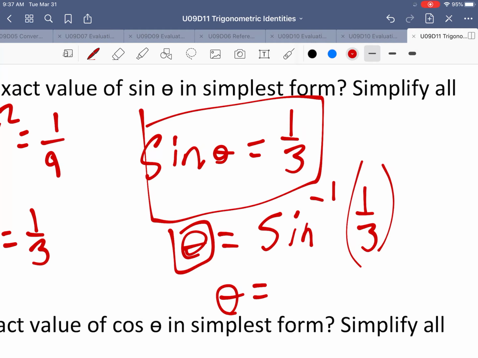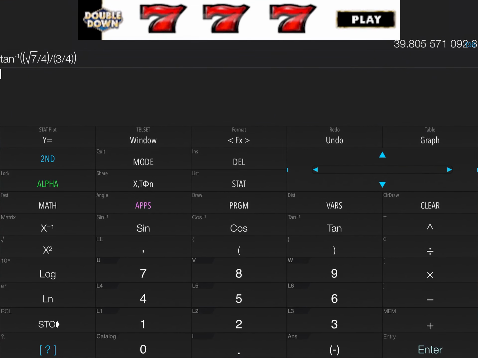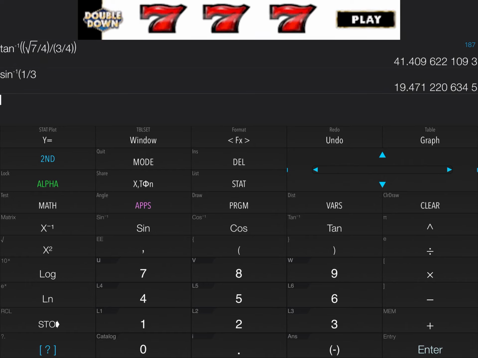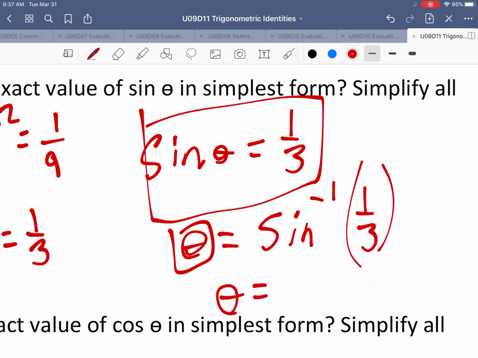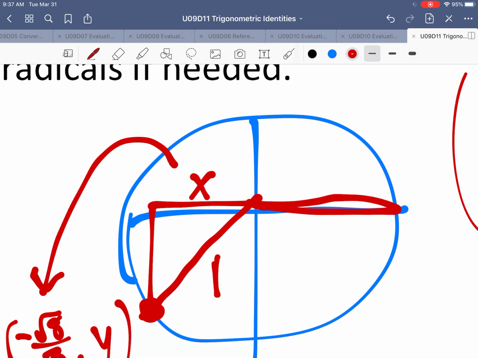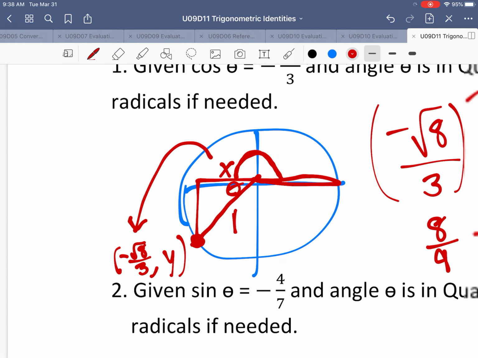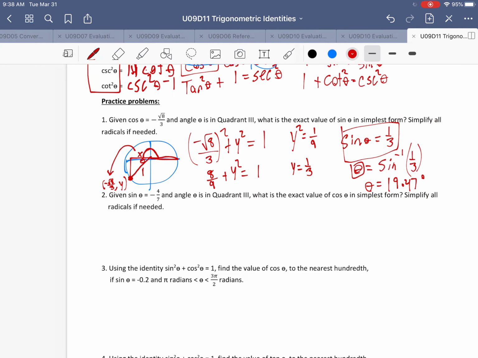So theta is, just to help you with the previous homework if you're having questions about it, let me just get my calculator. Second sine of 1/3 is 19.47. Okay, so this particular angle of theta is 19.47. If we wanted to figure out the rest of the angle that made this entire angle, we would add 180. So that would be 199.47. Anyways, try the other example on your own.